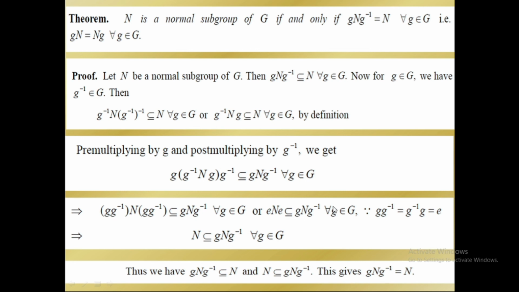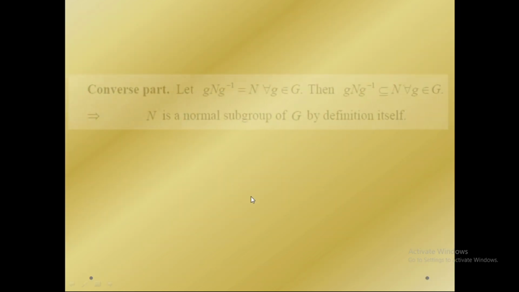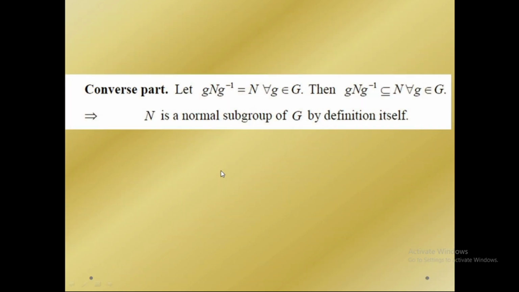Now conversely, here we assume that gNg^{-1} is equal to N. We have to prove that N is a normal subgroup. That means if gNg^{-1} is equal to N for every g, then we can write gNg^{-1} is a subset of N, and this is the definition of a normal subgroup. Hence, N is a normal subgroup of G by definition itself.